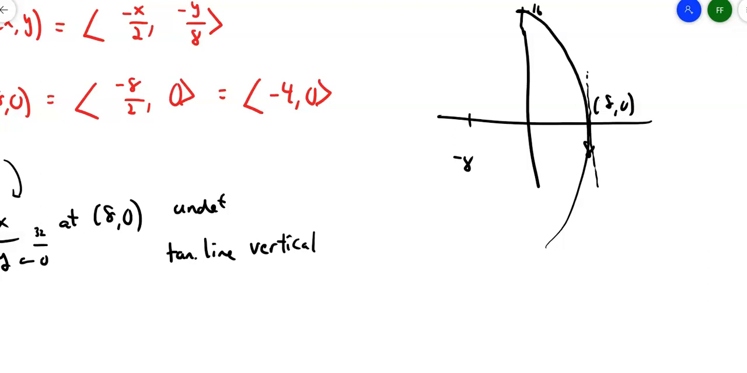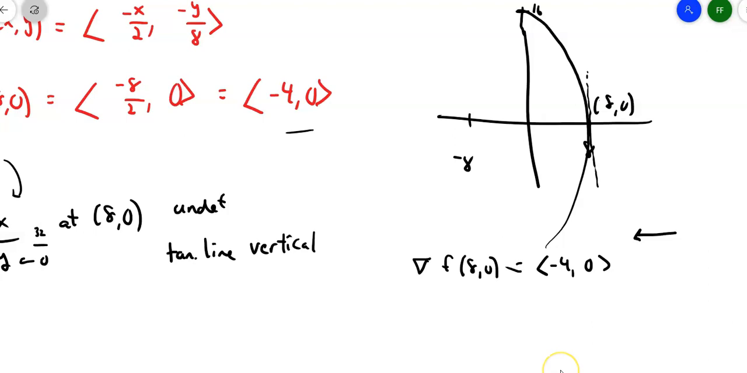How about the gradient at (8, 0)? If I look at the gradient at (8, 0), it is given right here. Negative 4, 0. So the tangent line is vertical. It turns out that the gradient is horizontal, right? Where does negative 4 go? It goes that way, 4 units in the negative x direction. So the gradient and the tangent line are perpendicular. If you want, you can take the dot product, and you should get 0.